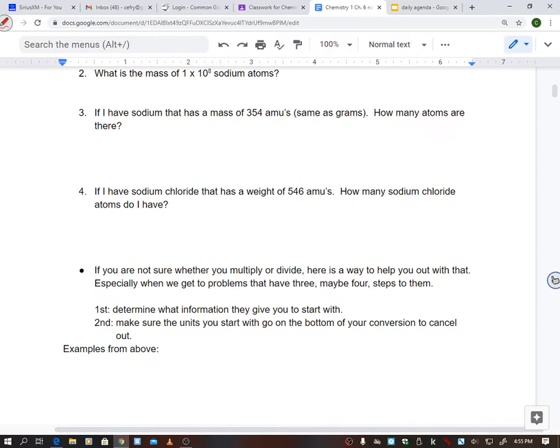Now look, number 2 is asking for a mass. Now in number 3, I'm telling you what the mass is. So the mass is 354 AMUs. Same as grams. How many atoms are there? So I'm asking you the exact opposite.